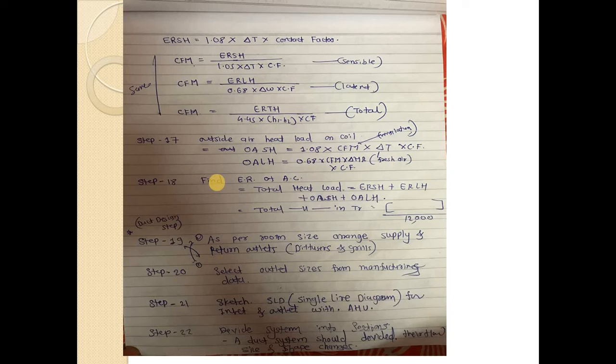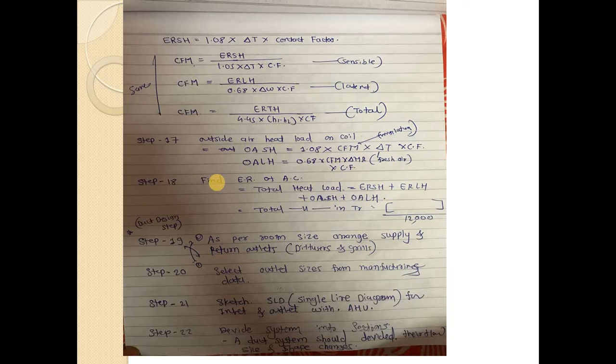The next, 21st step is to sketch a single line diagram for inlet and outlet with the air handling unit. That is again a CAD procedure. We must define the single line diagram for understanding purposes. And the next step is to divide the system into different sections. That is again important.